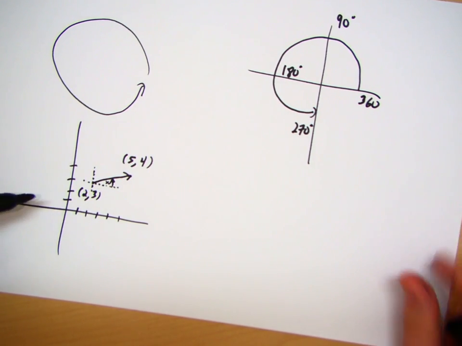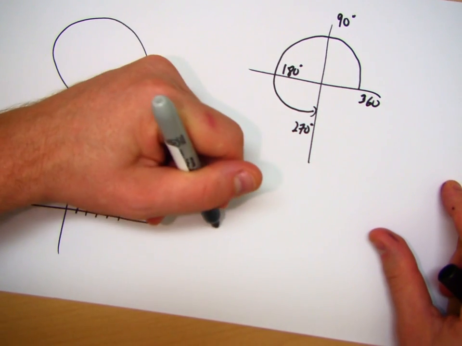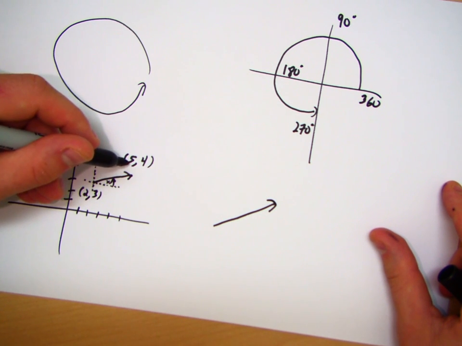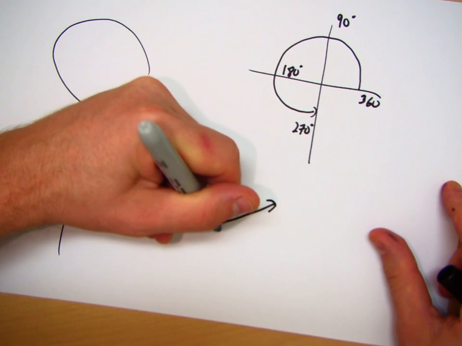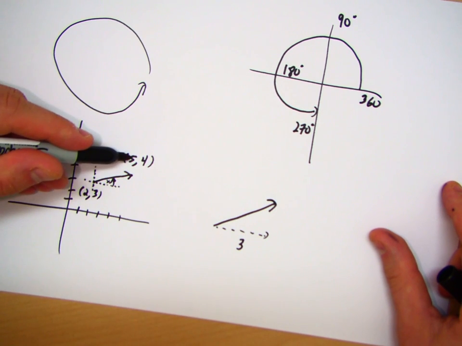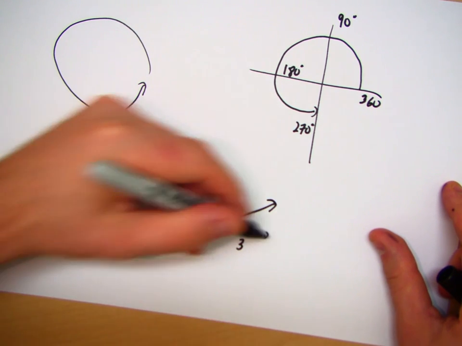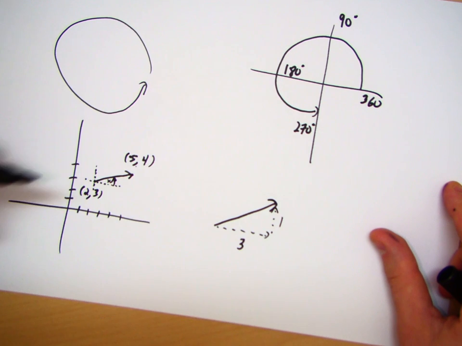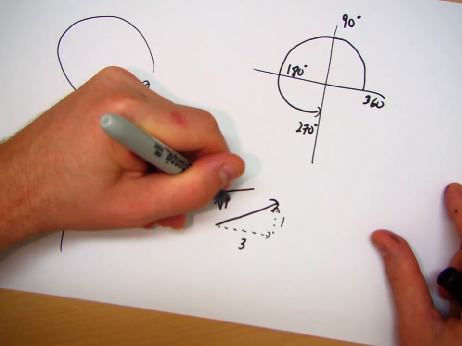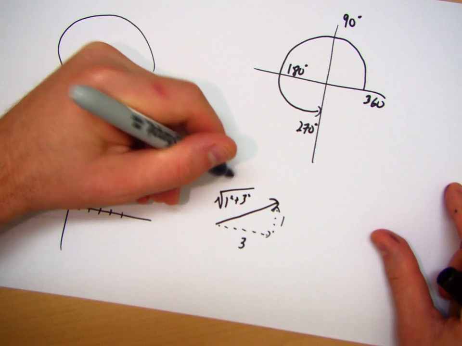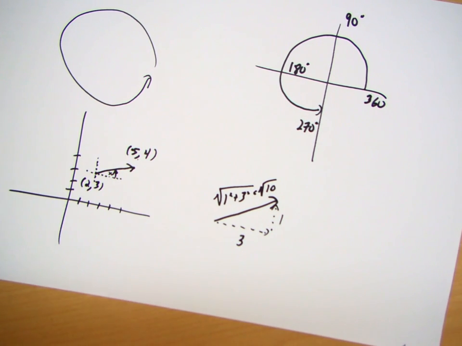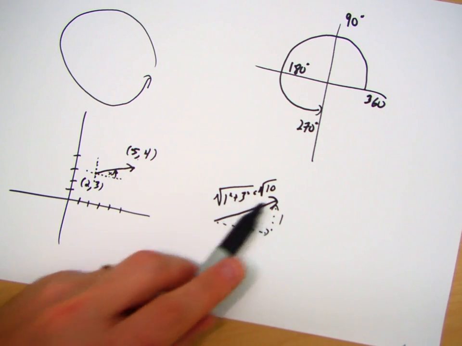Looking at this shape here, I'm going to enlarge this and say, well, here's my vector. It goes from (2, 3) to (5, 4). So it goes a distance over here of 3, from 2 to 5, and from 3 to 4 it only went up by 1. I can get the length of this very quickly. It'll be the square root of 1 squared plus 3 squared, which equals the square root of 10.